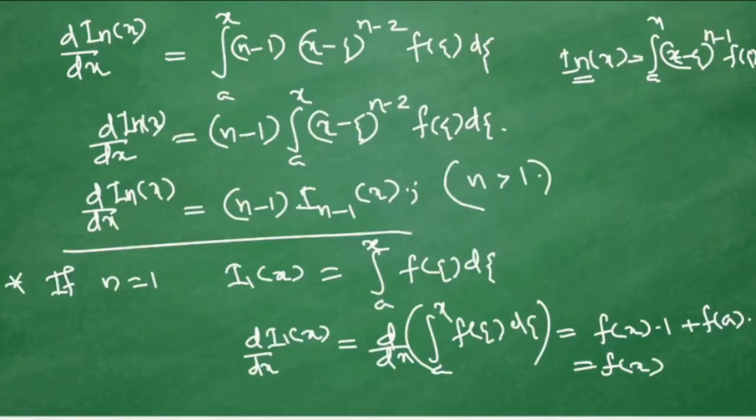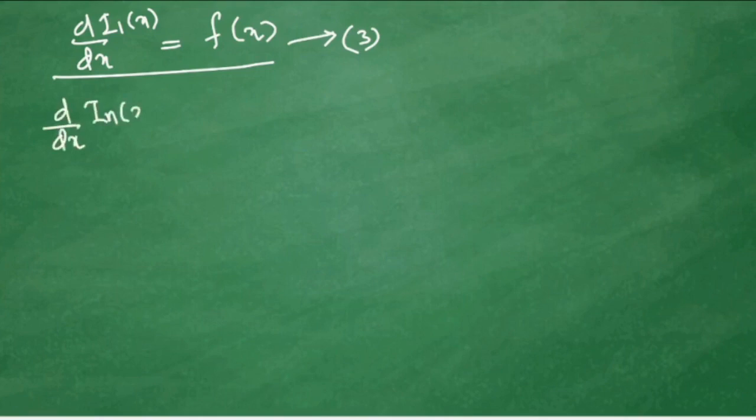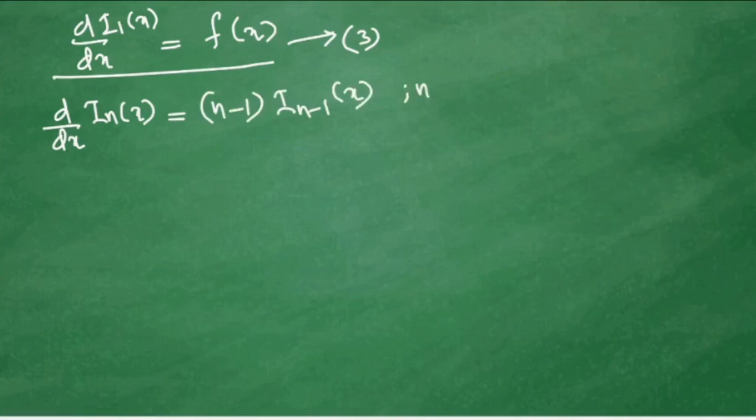Let this be equation number 2 and this be equation number 3. So this is the first derivative of I1 of x, and we are rewriting that the first derivative of In of x is actually n minus 1 into I n minus 1 of x if n is greater than 1. So this was our equation number 2. This is the formula of the derivative.